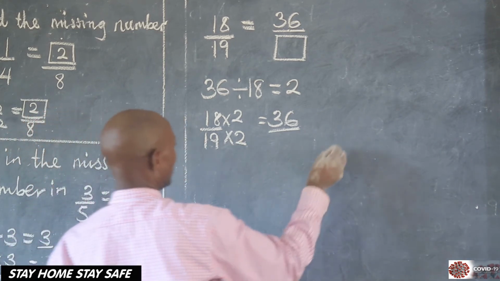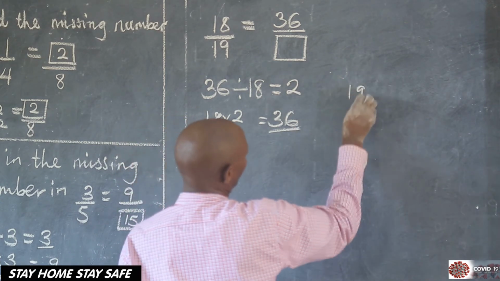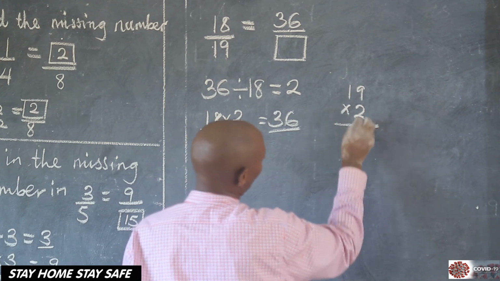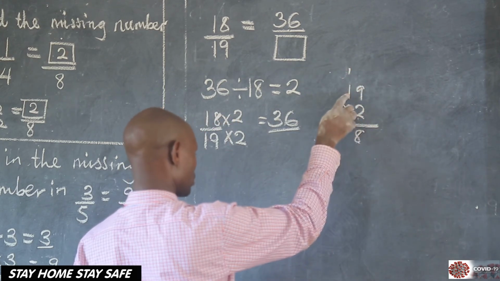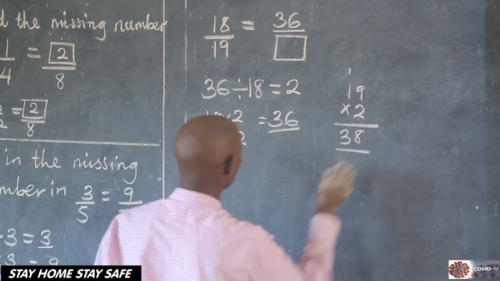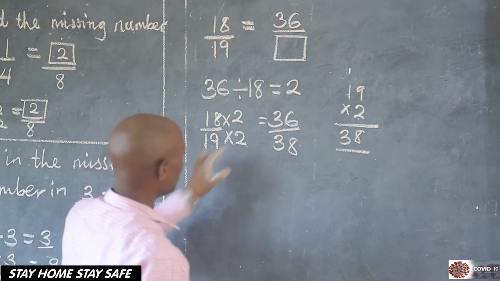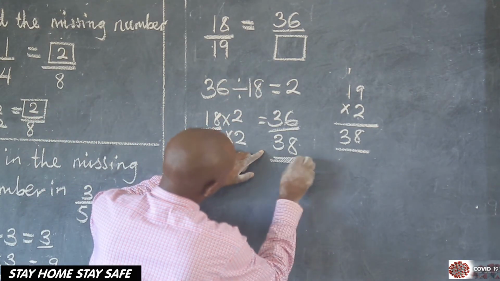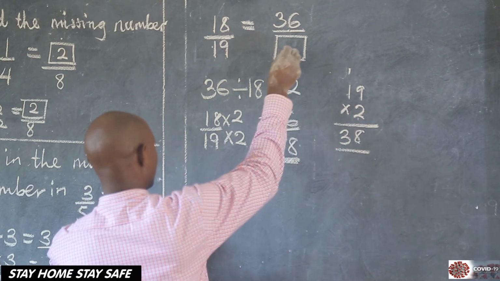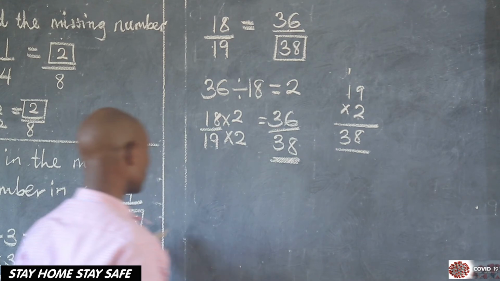If you don't know how to get the answer, arrange vertically and calculate. 19 times 2. What do we get here? 18, you carry 1. Here is 2, then 3. So it means we are getting 38. But remember, 36 is already given, so I'm interested in 38. So the answer is going to be 38 there.